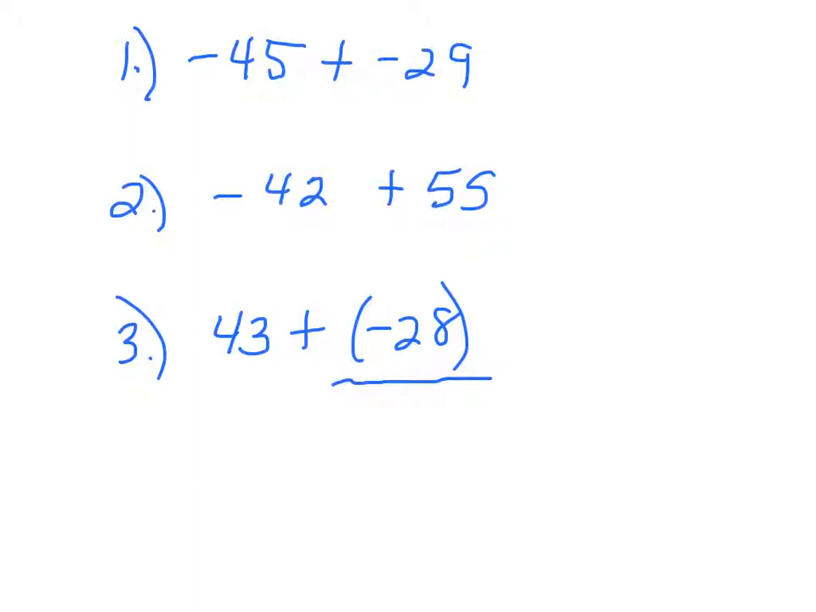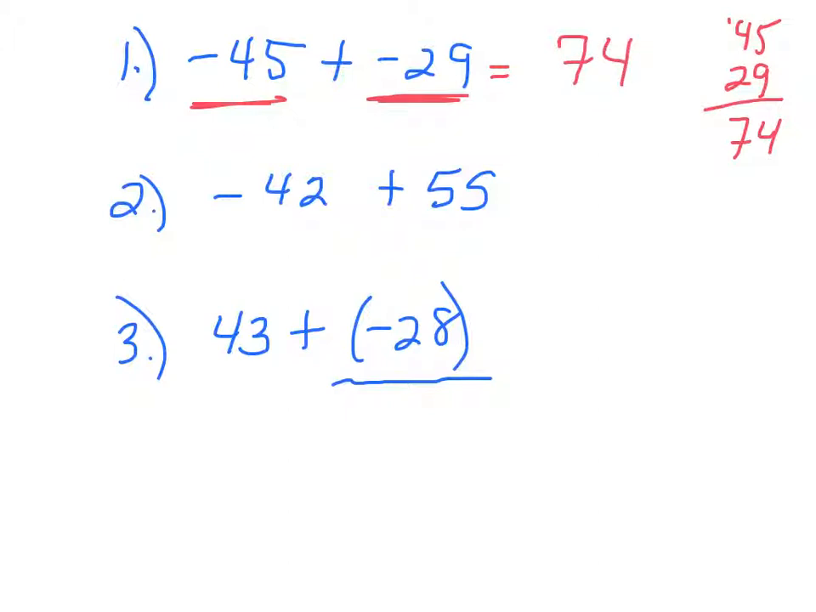Okay, if you didn't hit pause or you're just listening, we look at problem number 1. We have a negative added to a negative. Because they are the same sign, we are just going to add those two numbers together. 9 and 5, that's 14, 4, 5, 6, 7. So my answer is 74, but I have to remember that because they were both negative to begin with, my answer has to be negative.